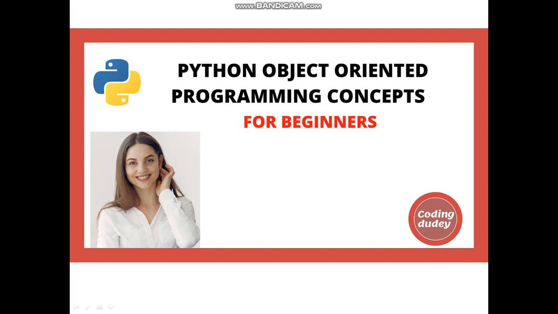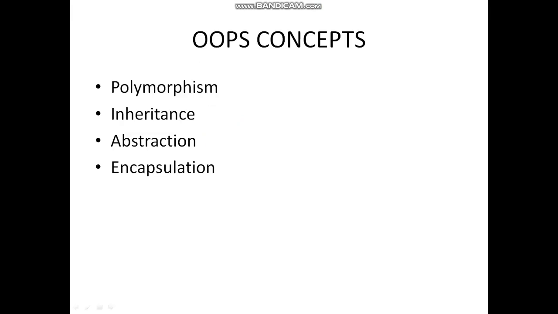In this video we are going to discuss the Python object oriented programming concepts. Okay, so let's see which are the concepts. There are actually 4 of them: polymorphism, inheritance, abstraction and encapsulation. Okay, so now let's see each one of them.